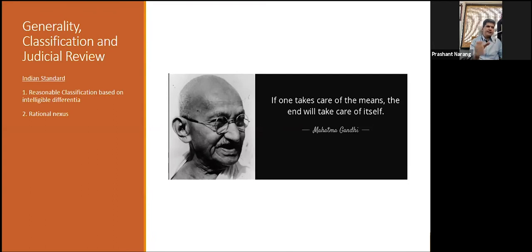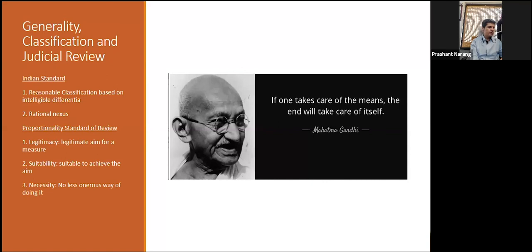Rational nexus is whether there is a link between means and end or not. And when you create two classes, whether there is an intelligible differentia or not. Now, if you look at the proportionality standard of review, it's a four-pronged test. First is legitimacy, whether the aim is legitimate or not. Then suitability. My argument is that suitability is also about the link, whether between end and means there is a connection or not, whether it's suitable or not.